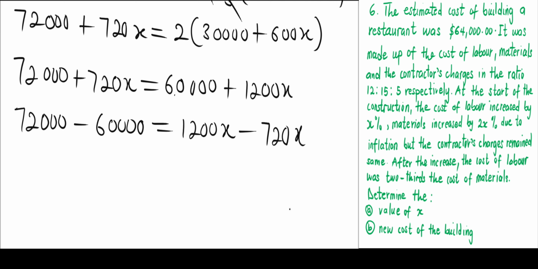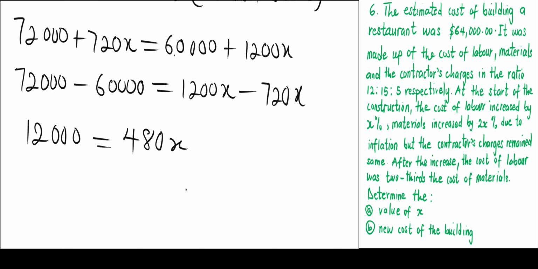So that will give us 12,000. Good. So we have 12,000 here, then equal to our 1,200x also minus 1,200x also minus 720x. Sorry, 720x. So we have 480x at the right hand side.